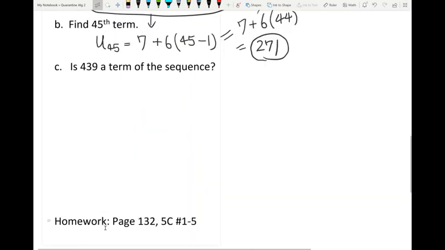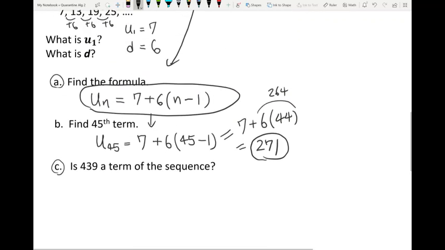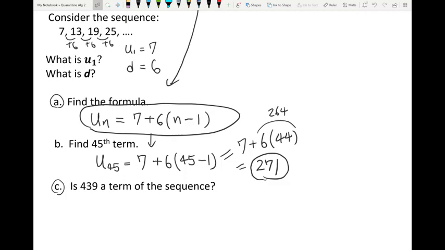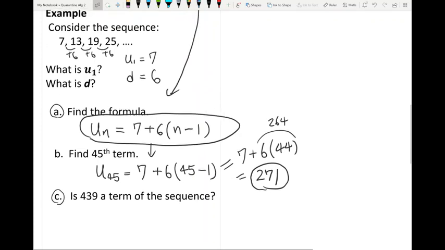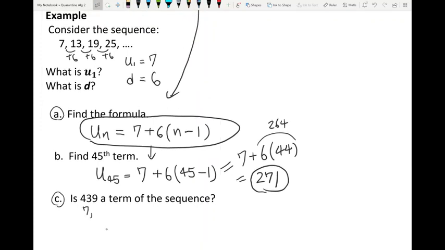So let's answer the last question, C. Is 439 a term of the sequence? Now, to answer this question, we have to understand what the question is asking us. Here we have a sequence 7, 13, 19, and it keeps going. And if we keep going, the question is, will it ever hit 439 as a part of the sequence? Okay, so that's the question.